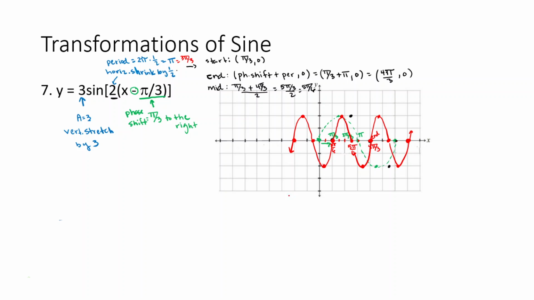Okay? So let's kind of generalize this real quick of what we just did. So if I have a sine function like this. Okay. The A tells me my amplitude. The N here will tell me my period is 2 pi divided by N. And the B is going to be my phase shift.